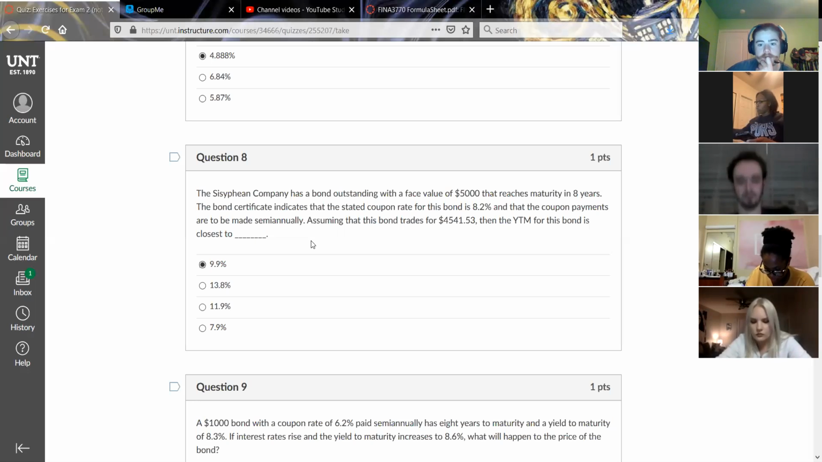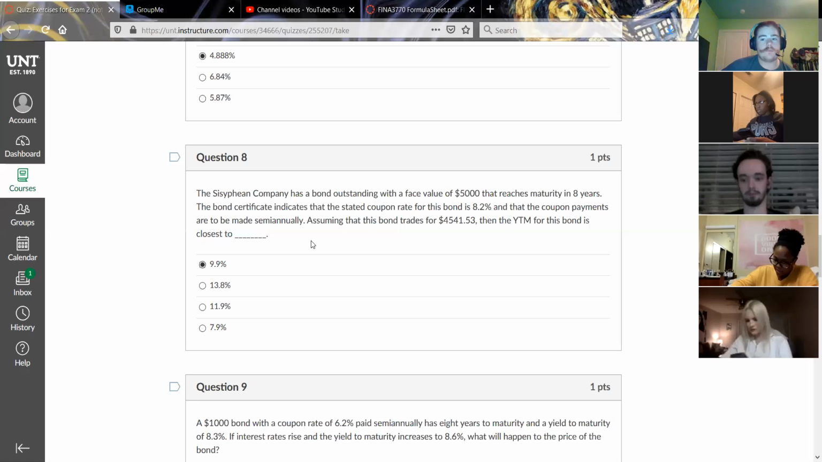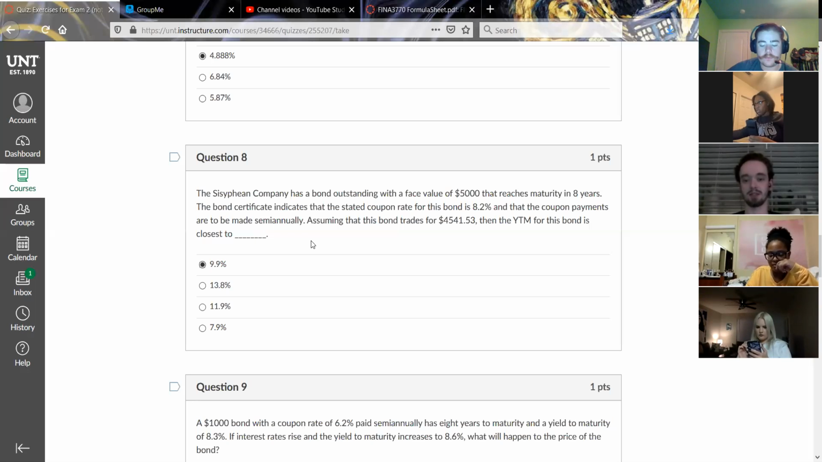Okay, gotcha. Do y'all want me to go over that again if you want to try to put it in the TVM solver? Just really quickly, can you go over getting the payment again? For the payment, if your coupon rate is 8.2%, that is 8.2% of 5,000 because the bond has a face value of 5,000. You multiply that, and that's your yearly coupon. But since it's semi-annual coupons, you divide it by 2 and you get 205 for semi-annual coupon payments. Gotcha. Thank you.